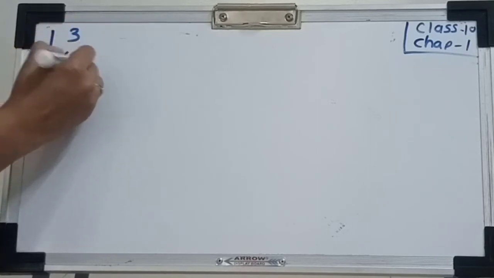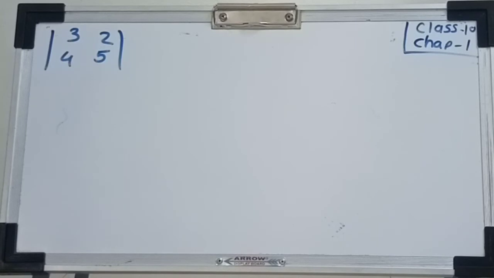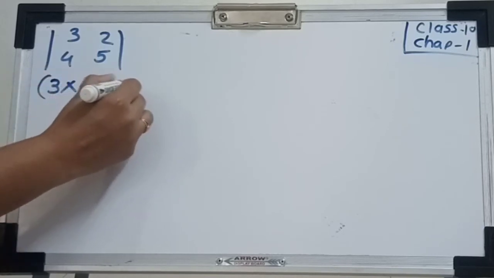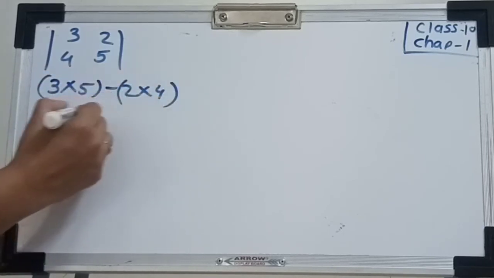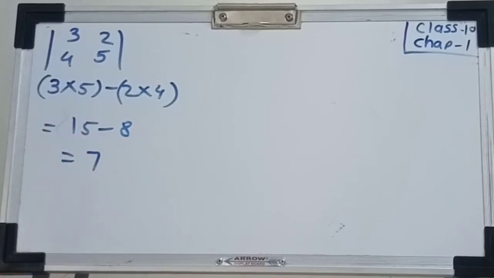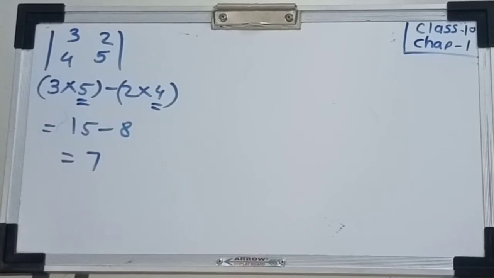Okay. Now we see practice set 1.3. Fill in the blanks. First we have given 3, 4, 2, 5, and we find the determinant. How to find the determinant? By cross multiplication. 3 into 5 minus 2 into 4. 3 5s are 15 minus 8 is equal to 7. Here we have fill in the blanks. Our answer is 7.